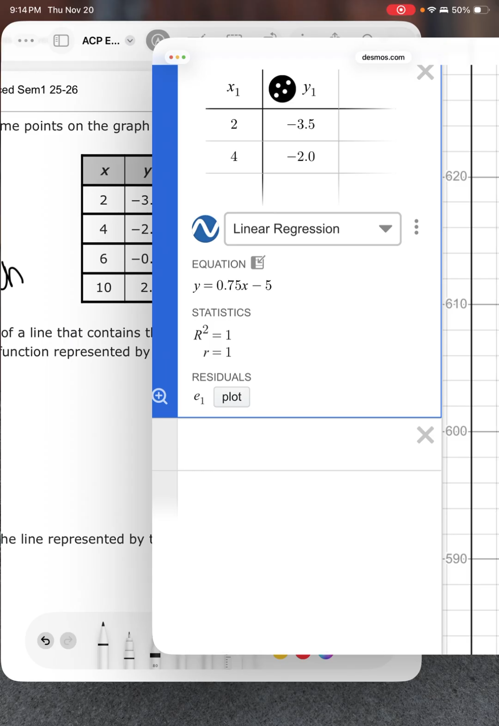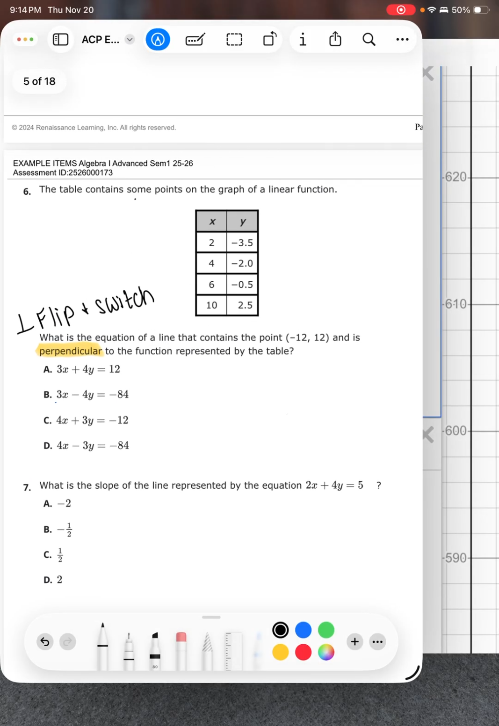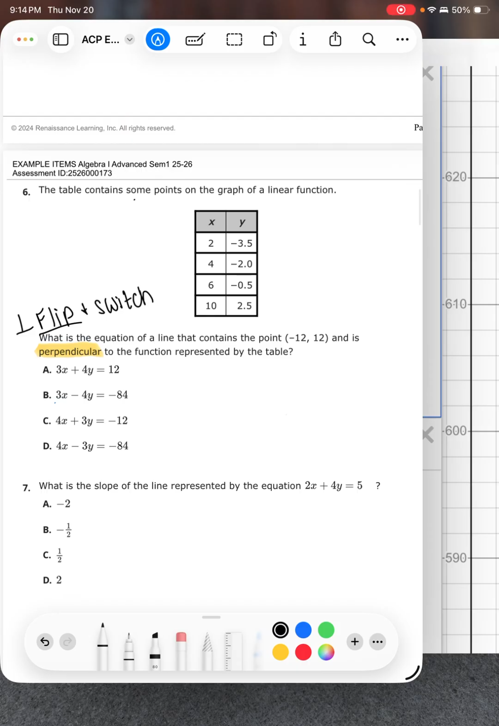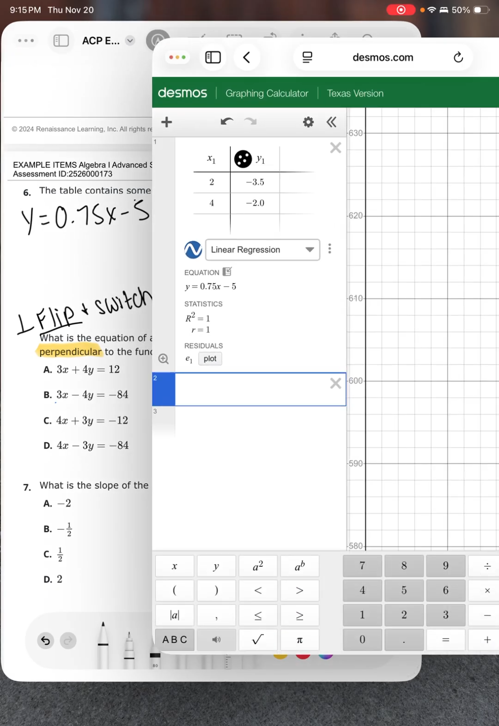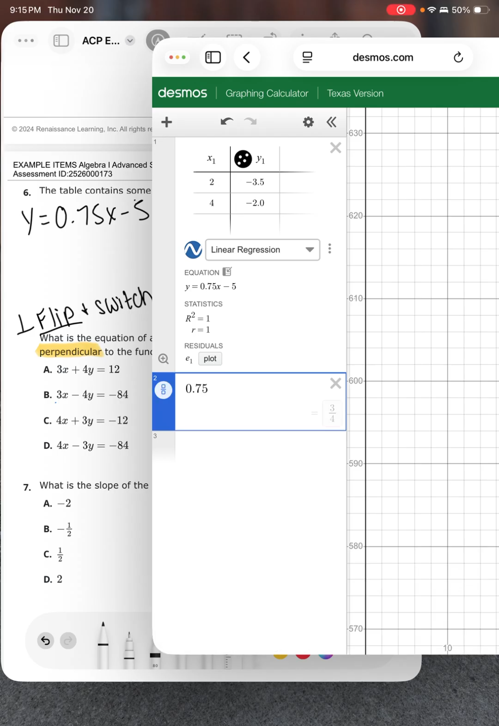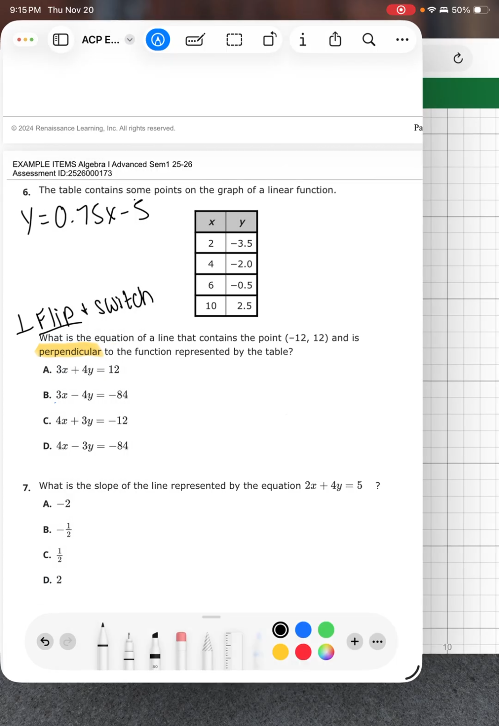Now, if you notice, I have a decimal there, right? But I need to do my flip and switch, and I can't flip a decimal, right? So I need to change that to a fraction. Now this is a nice little friendly decimal. It's a terminating decimal, so I can just put that in, hit my fraction key, and it's going to give me my fraction, which is 3/4. So now I have y equals 3/4x minus 5.